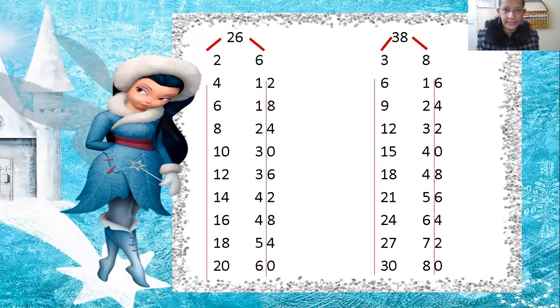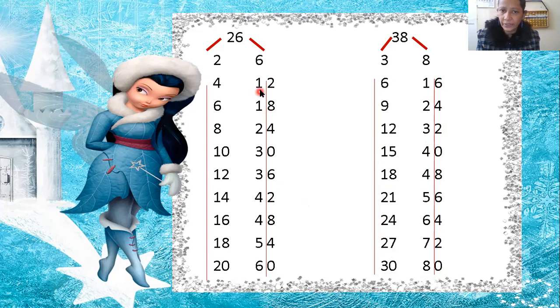Now you can see here, I have drawn the line. So I'm going to explain what I have done here. So now let's see how you will do this work. Now see, this is 26 and 38. In 26, I have written 2 and 6 here separately. 2, you can see here, this is the table of 2. 6, you can see here, this is the table of 6. And in 38 this is 3, so this is the table of 3, and this is the table of 8.